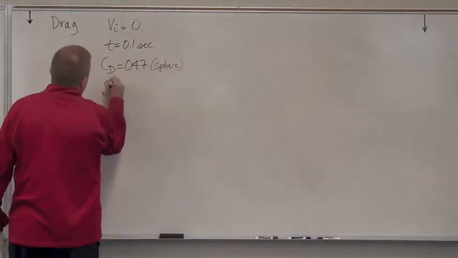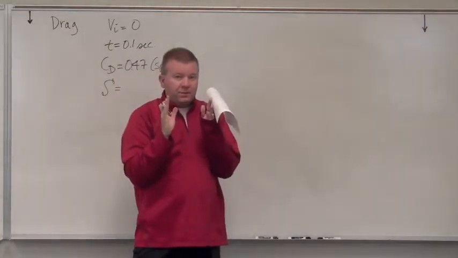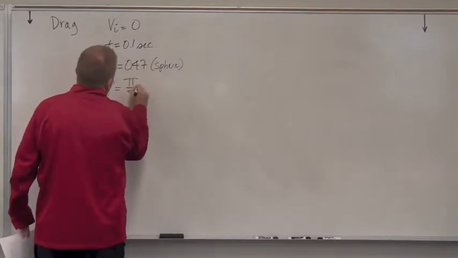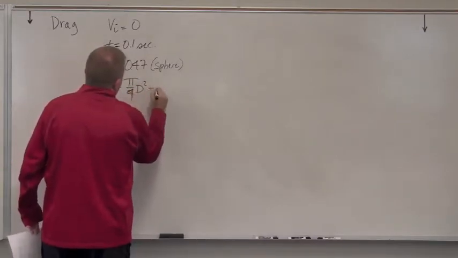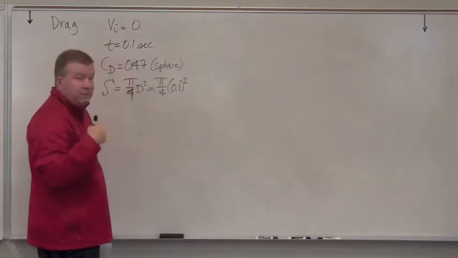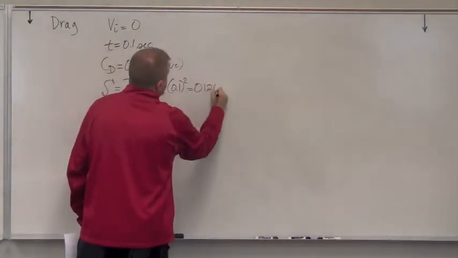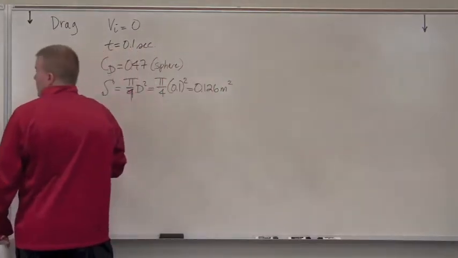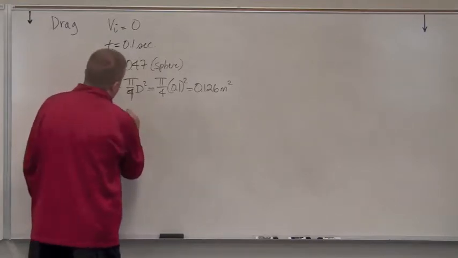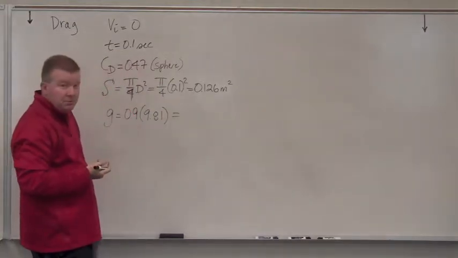I decided that my sphere was going to be 10 centimeters in diameter, about the size of a light switch plate. So I did pi over 4 d squared. That's a 4. I got pi over 4 times 0.1 squared, because I want everything in meters, even though I said centimeters, I wrote meters. That's 0.126 meters squared. The g of Venus is about 90% of Earth, so it's 0.91 times 9.81 meters per second squared.